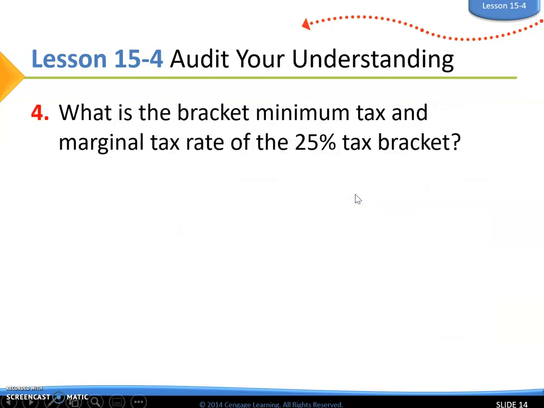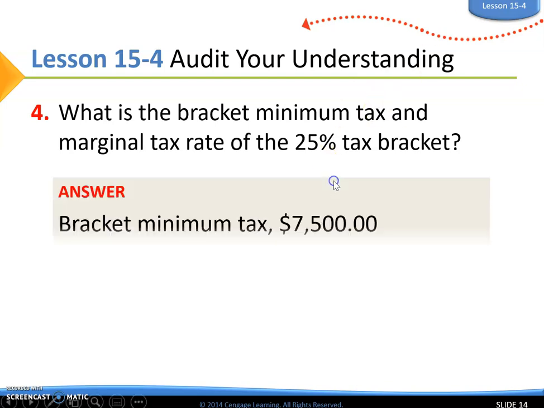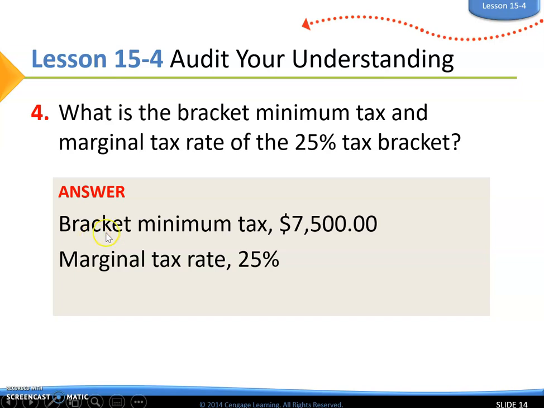Number four, what is the bracket minimum tax and marginal tax rate of the 25% tax bracket? Unless you have a book in front of you or you're looking this up, you're probably not going to remember this, and I don't expect you to memorize the tax brackets. So this is just the bracket minimum tax is going to be $7,500. The marginal tax rate is 25%. They will give that to us though in our working pages and on our test.